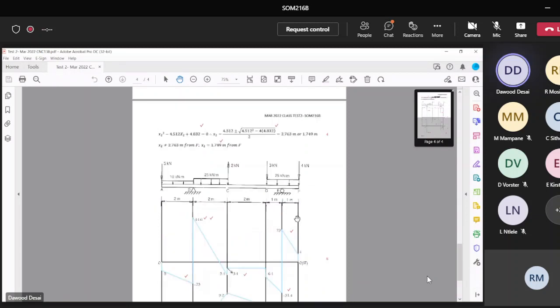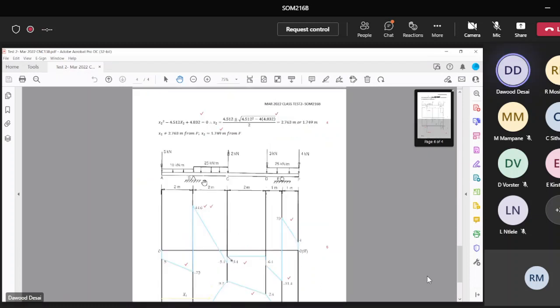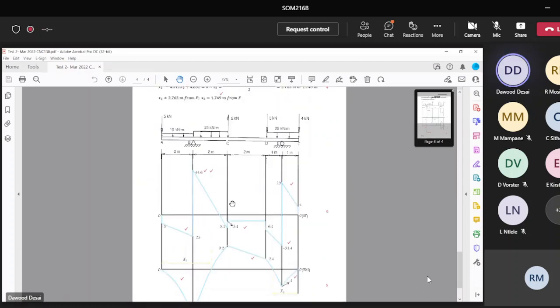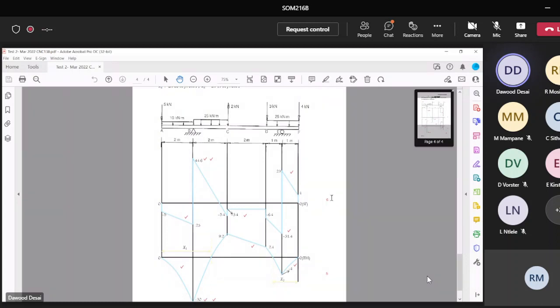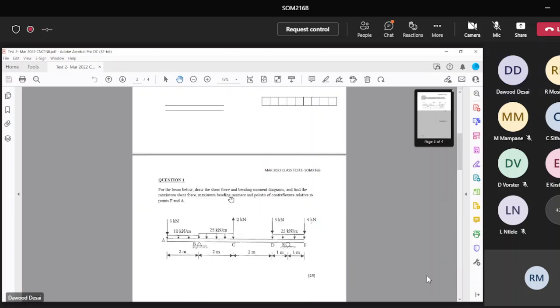So generally you get 3 marks for your reactions. Then you get 6 marks depending on the diagram. Not all questions are the same in terms of marks, but this is more or less what you can expect in the exams. The mark distribution is 6, 5 like that. Right, now the last question says determine the points of contraflexure and find the maximum shear force.